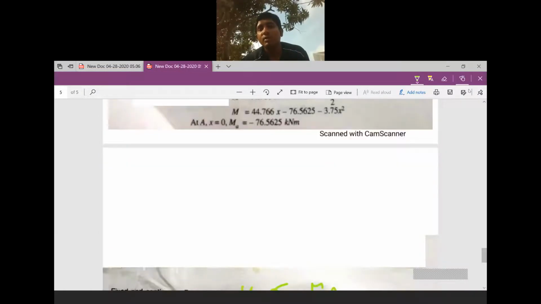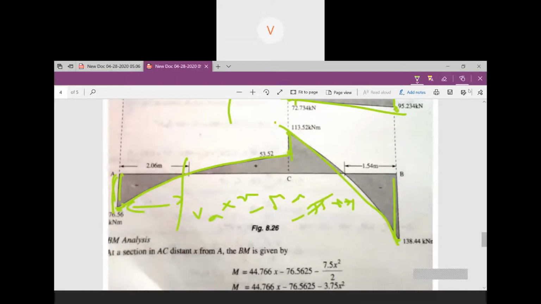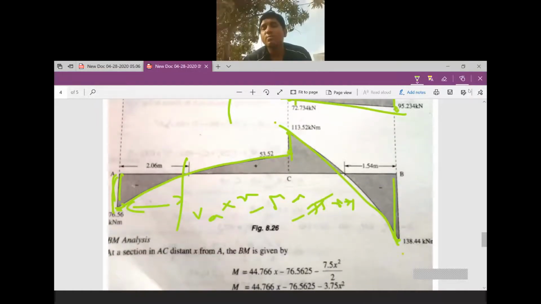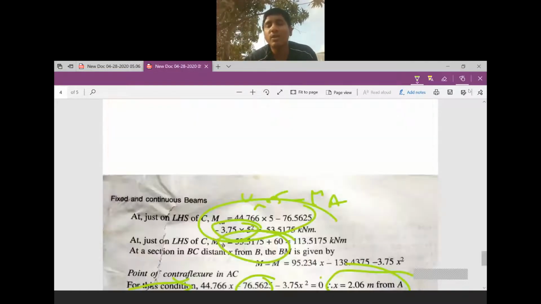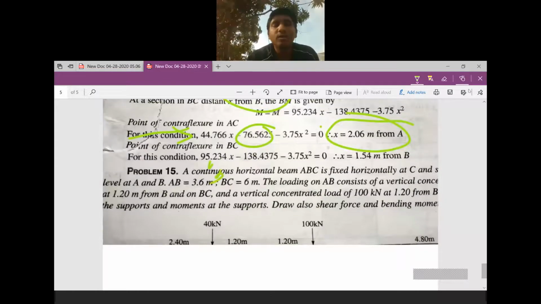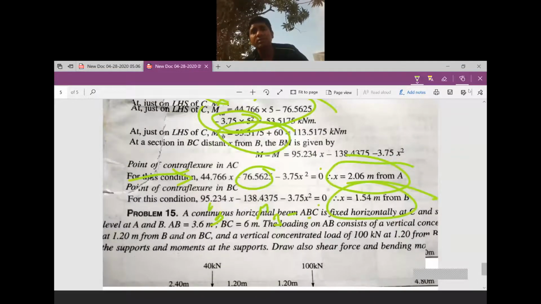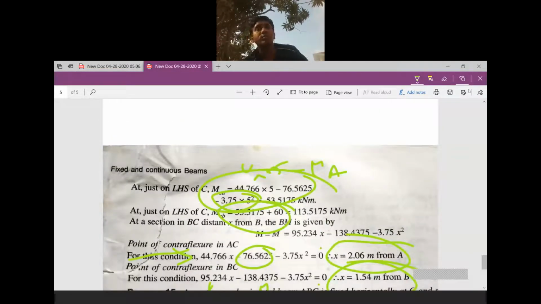Similarly, if you calculate from the left end, here VB into x minus MB minus 7.5 into x square by 2. You will get 1.54. Understand? In this way you have to solve this problem.